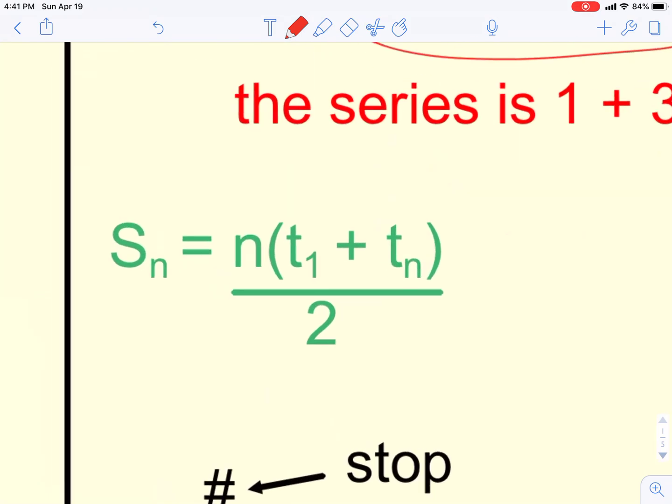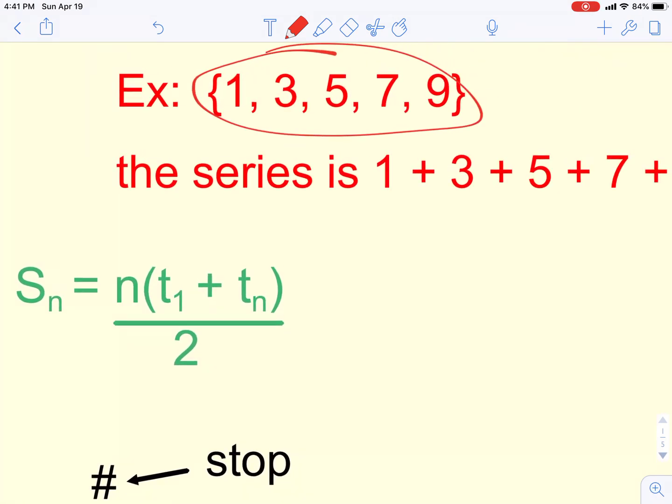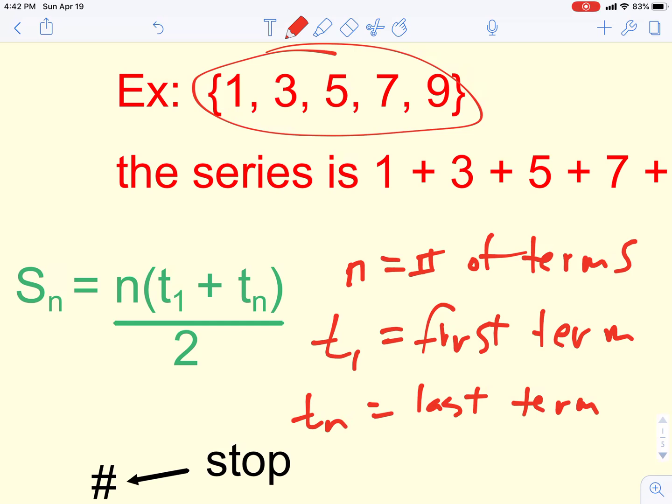All right, so a couple things we're going to look at. The formula is n. N is the number of terms, just like it was yesterday. T1 is the first term. And then Tn is the last term, or if it says find the sum of the first 17 numbers, then that would be the 17th term, so the last term. So first term added to the last term, multiply it by n, divide by 2.